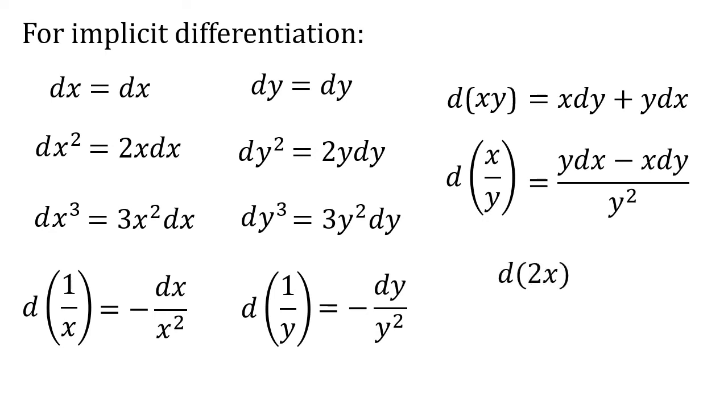Take note, let's say you're going to get the derivative of 2x. The derivative of 2x is 2. But in this case, you will write 2 dx. So for example, if you will be getting the derivative of 3y, it will be 3 dy. Okay, is it clear?